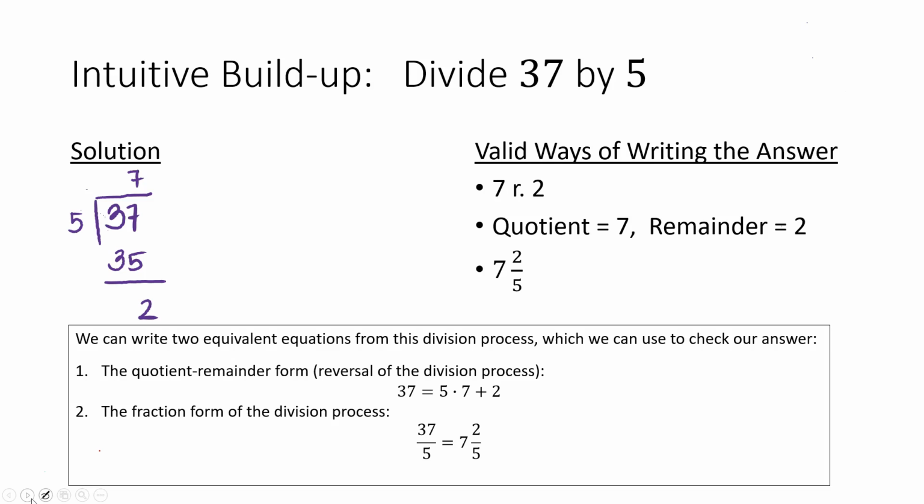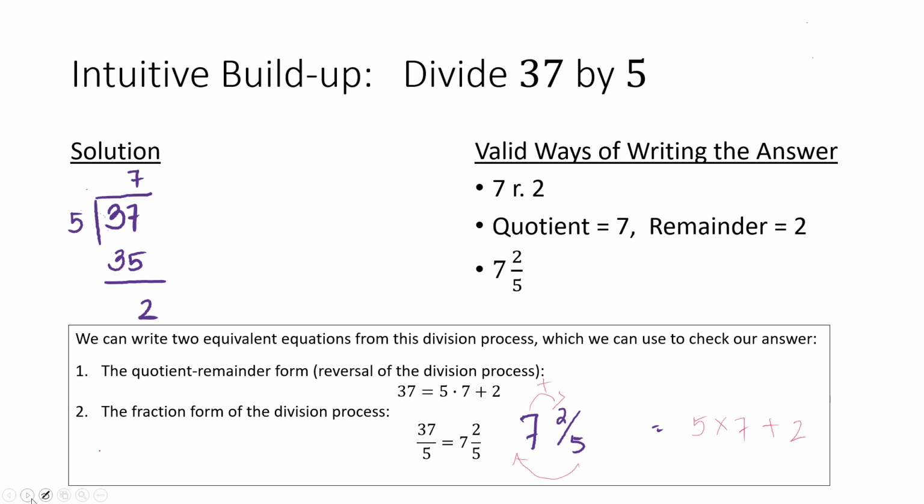The second is the fraction form of the division process. 37 divided by 5 can be expressed as a fraction, 37 over 5. And this will give us the mixed numeral form, 7 and 2/5.